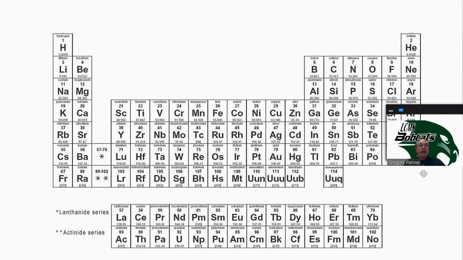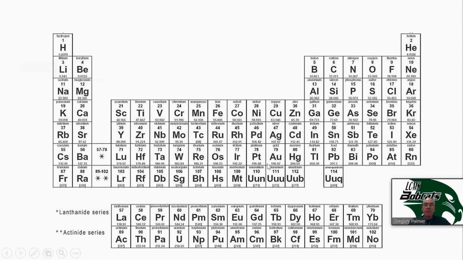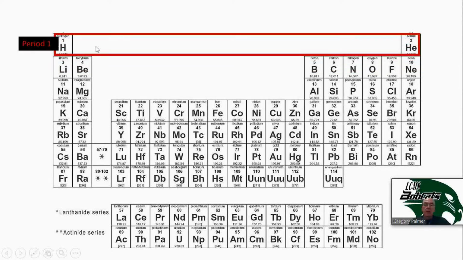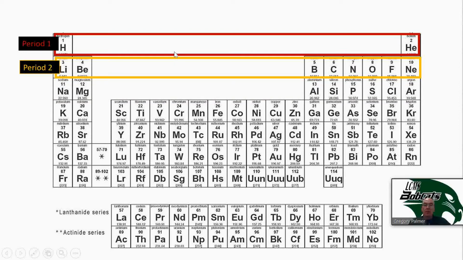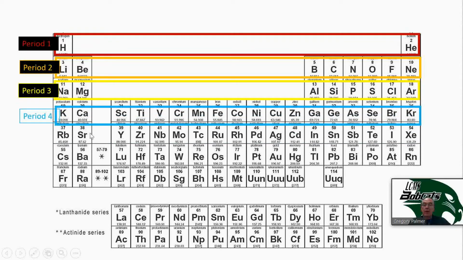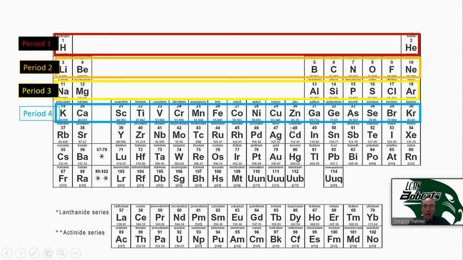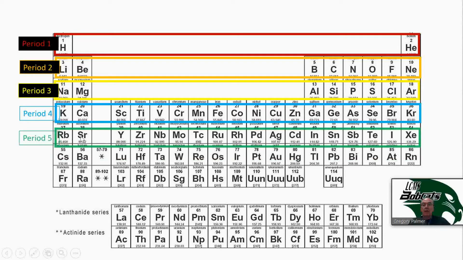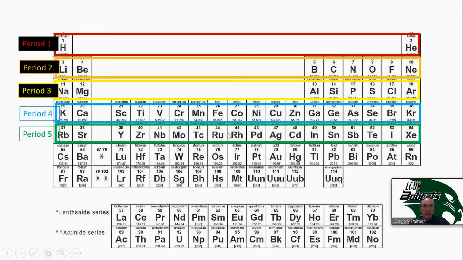So we take a look at the periodic table. Before we said there was period 1, and period 1 corresponds to the first energy level. Period 2 corresponds to an atom having 2 energy levels, like when we looked at beryllium. Period 3 has 3 energy levels. Period 4, all of these elements have 4 energy levels. Period 5, all these elements have 5 energy levels.